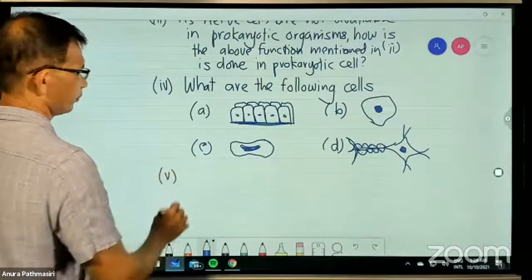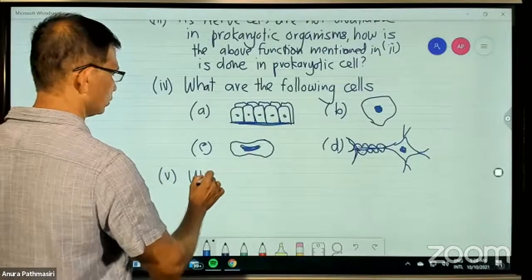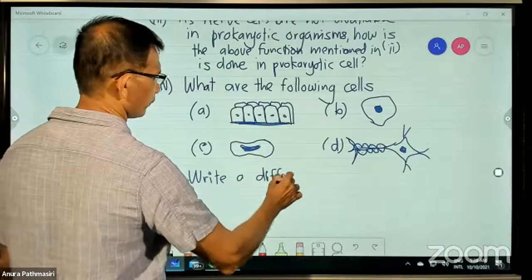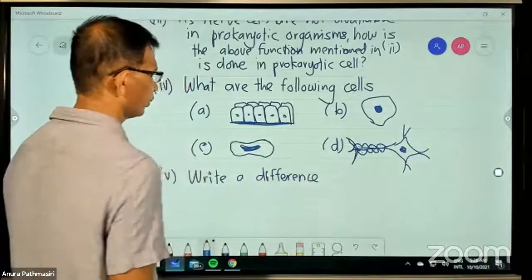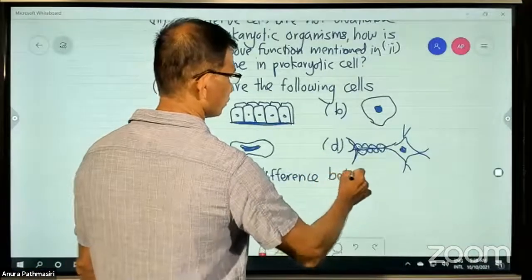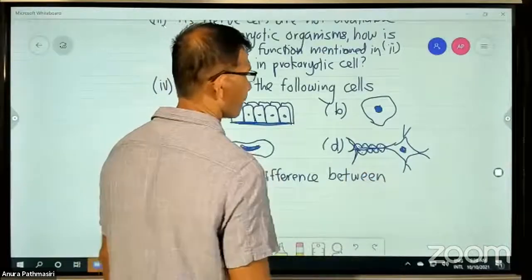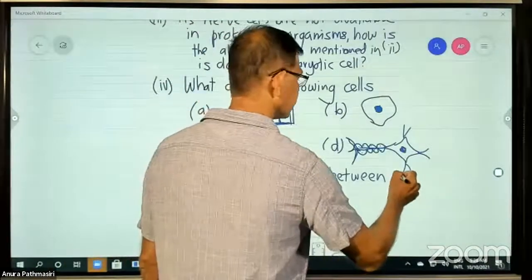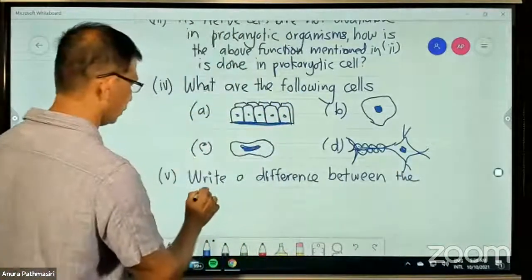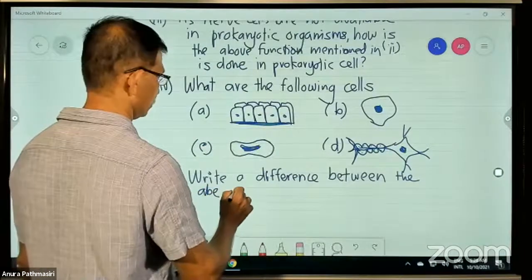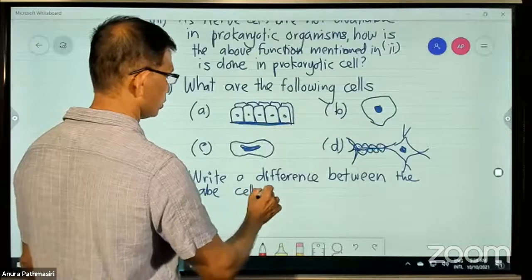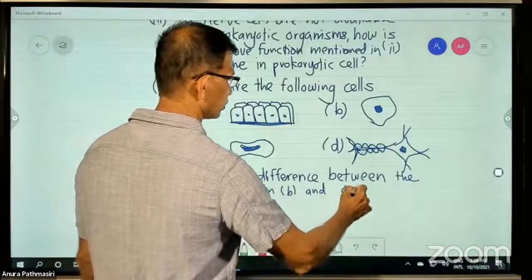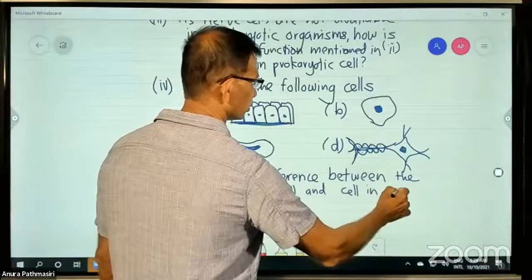And next, 5. Write a difference between the vacuole in blue and the vacuole in the other.